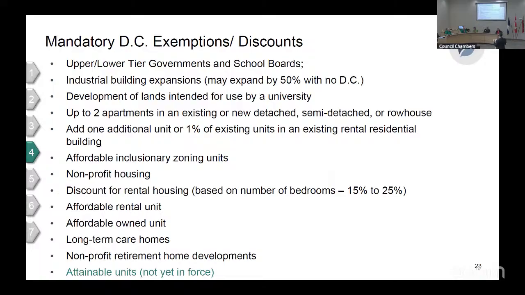You can add up to 2 apartments in an existing or new detached, semi-detached, or row house, and you don't have to pay development charges. And that can either be, let's say, 2 basement apartments or 1 basement apartment and 1 on a garage, for example. You can add 1 unit or 1% of existing units in an existing rental residential building. Affordable inclusionary zoning, nonprofit housing, affordable rental, affordable owned, long-term care homes, and nonprofit retirement homes are all exempt. Attainable units will be exempt when the province provides a definition. They're still working on that, to my knowledge. And then lastly, there's a discount for rental housing that I mentioned.